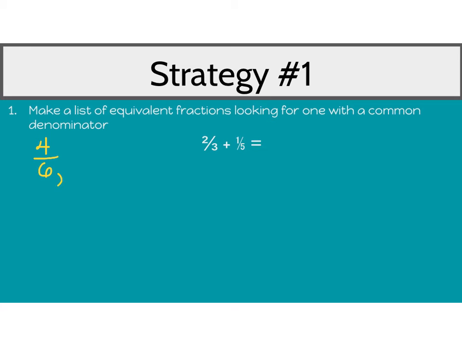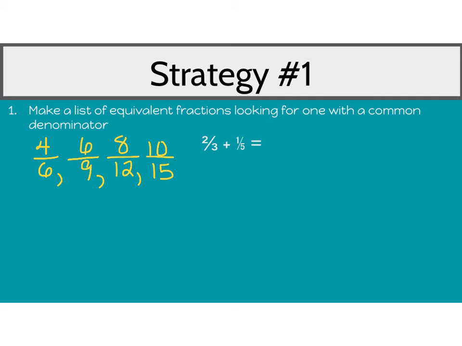And then we would have 3 times 2/3, which would be 3 times 2 is 6, 3 times 3 is 9, and then 4 times 2/3 is going to give me 8/12, and then 5 times 2/3 is going to give me 10/15.